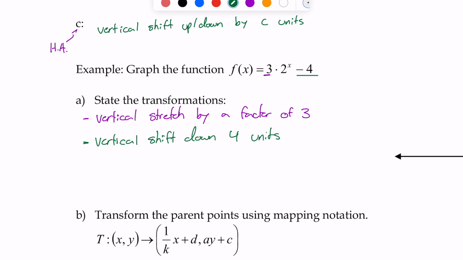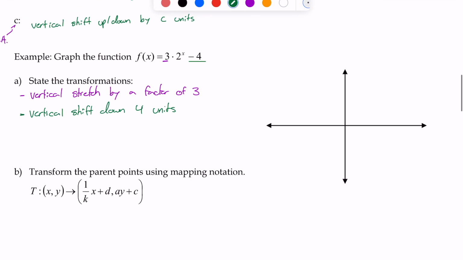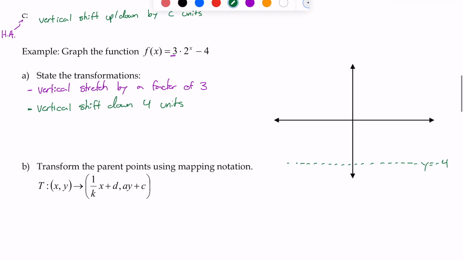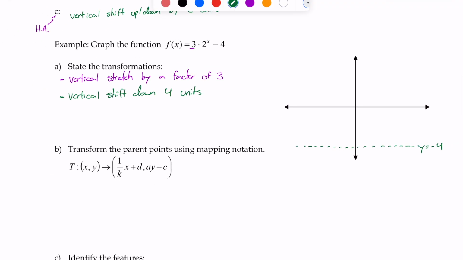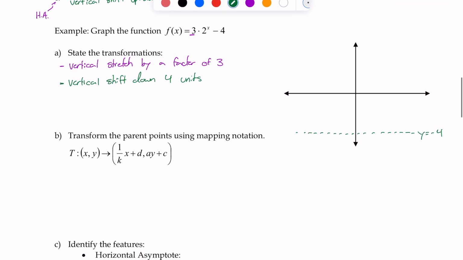Okay. So we're going to graph it, but because I see that there is a minus 4 here on the backside, right off the bat I can put a horizontal asymptote at y equals 0, at y equals -4, sorry. I know that will be there. All right, but let's get another picture of the graph. In order to draw this graph, we're going to be using mapping notation.